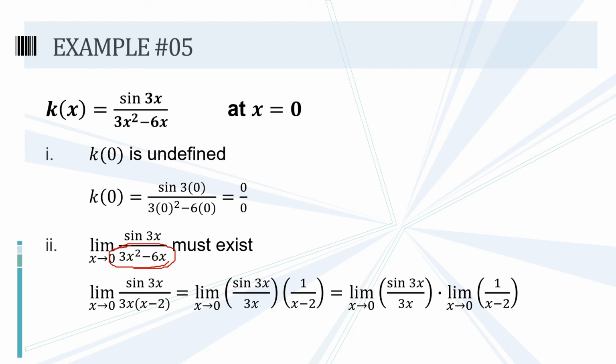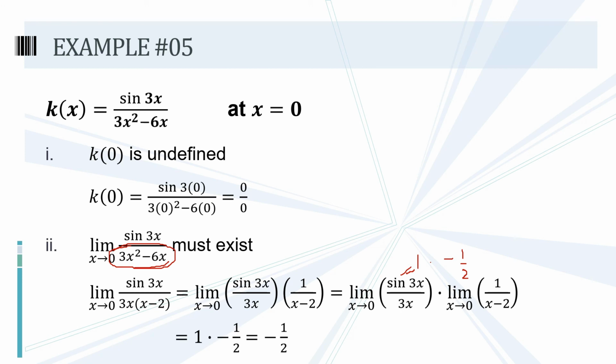Pero 'di ba, meron tayong theorem na the limit of sine x over x as x approaches 0 is equal to 1. Kaya paghihiwalayin natin siya ngayon. So we now have the limit of sine 3x over 3x as x approaches 0 multiplied to the limit of 1 over x minus 2 as x approaches 0. So in this case, alam natin ito ay equal to 1. Times ito naman, this is just equal to negative 1 half. Okay?